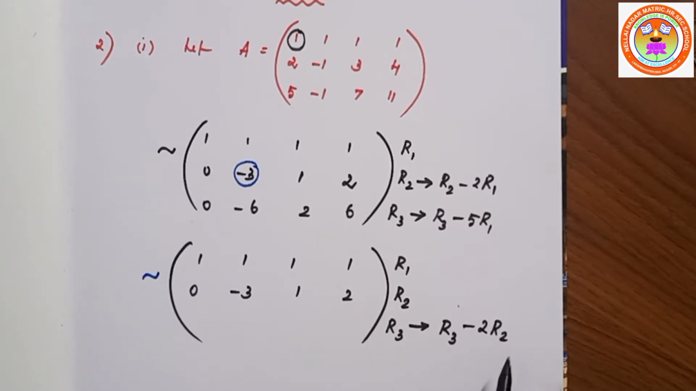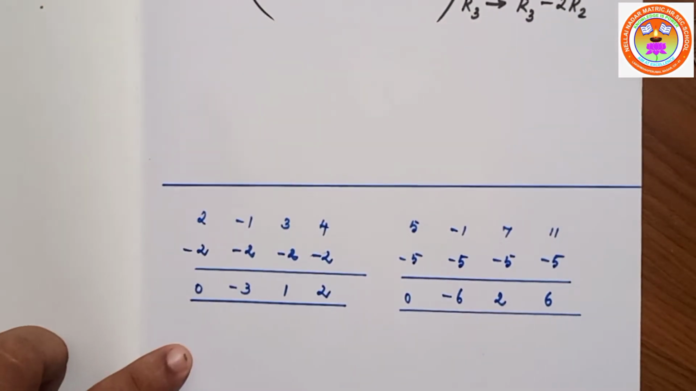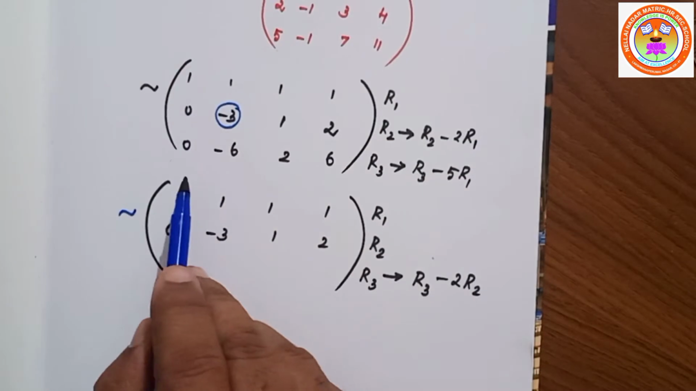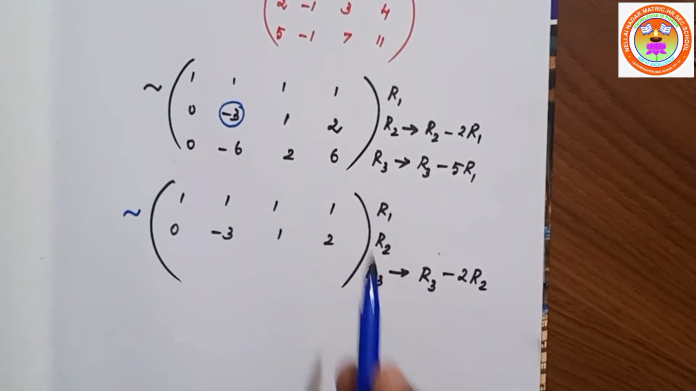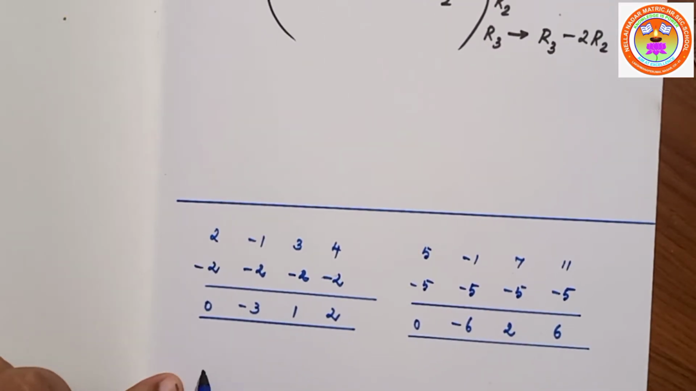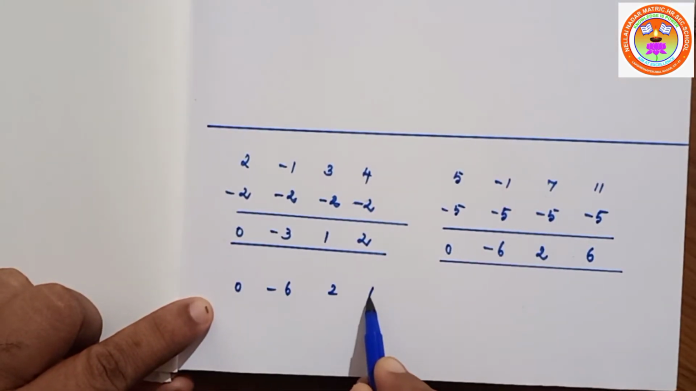Right, R3 minus 2 R2. So I do the calculation here. R3 here: 0, minus 6, 2, 6. That is R3, right as it is. 0, minus 6, 2, 6.